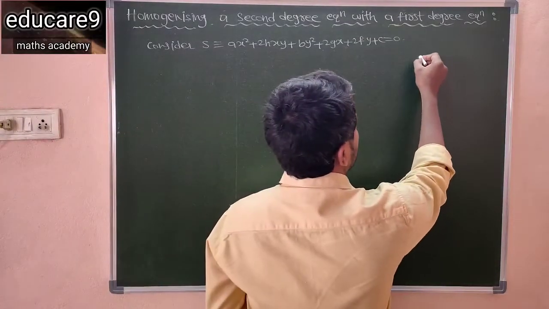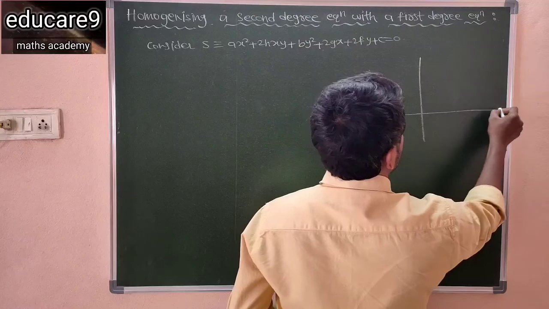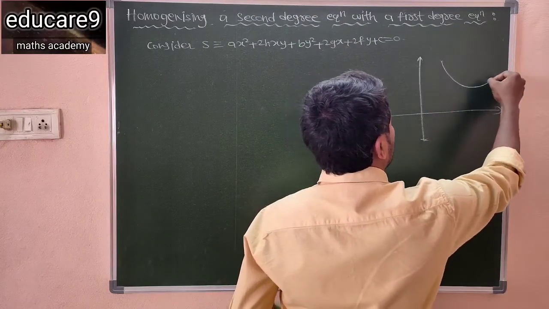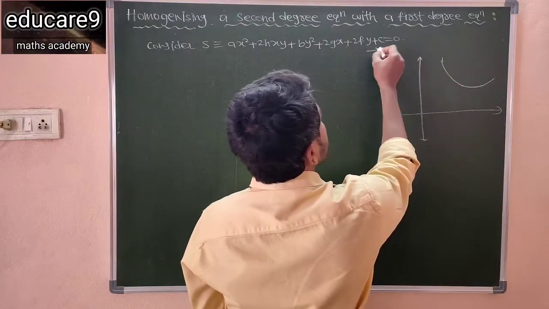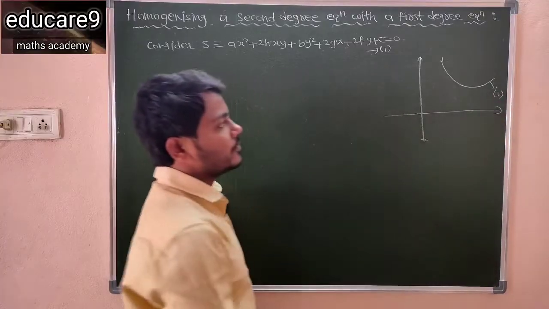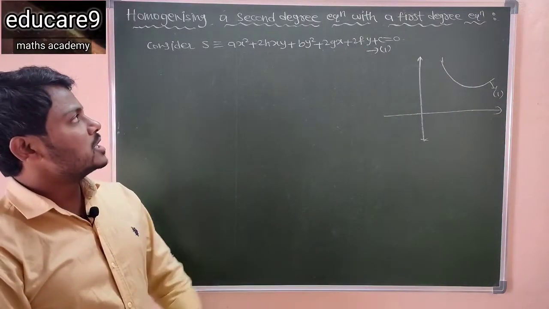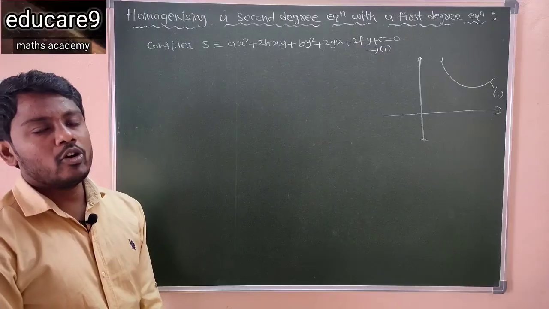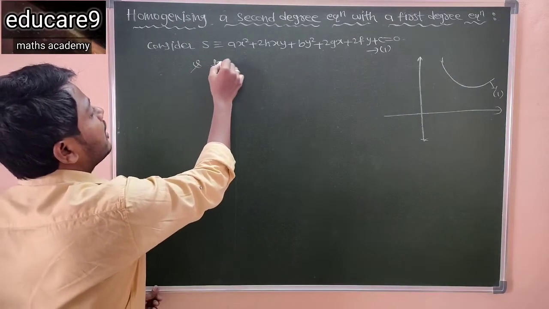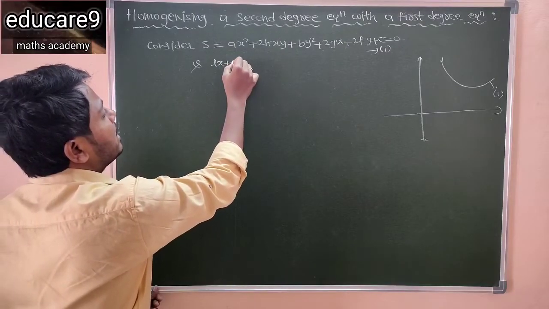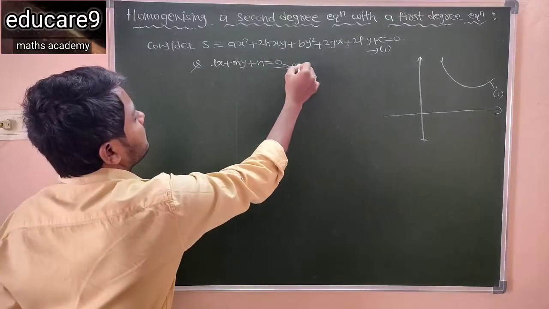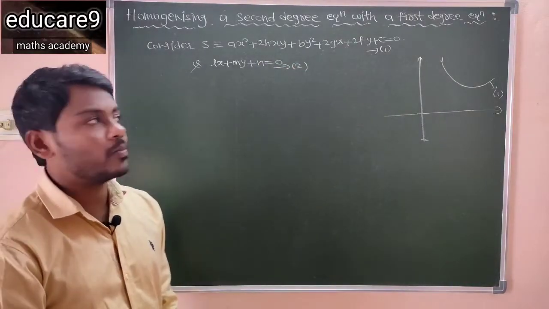So consider the coordinate axis. Suppose this is the given curve. This is equation 1, the second degree non-homogeneous equation. And consider the first degree equation Lx plus My plus N equals 0. So this is equation 2.